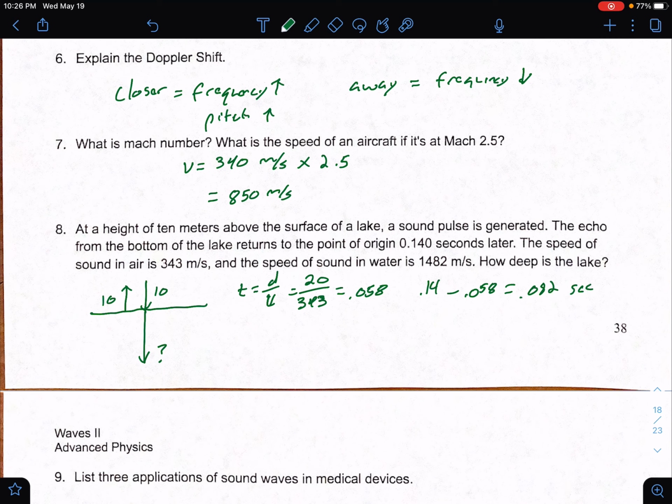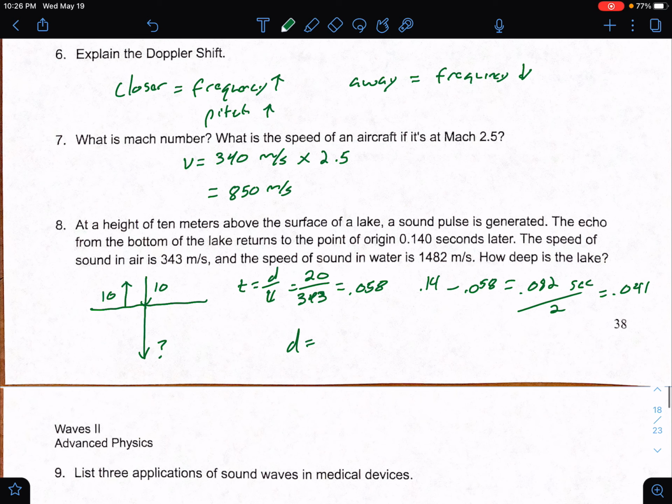Okay. So if I want to figure out how long it takes to get to the bottom, I'm going to halve that, because that's the time it takes to go down and back. So the time underwater is 0.041 seconds to go from the surface to the bottom. Okay, so to define the distance at the bottom of the lake, distance equals velocity times time. So my velocity in water is 1,482 meters per second, and your time is 0.041 seconds. This comes out to 60.76 meters. Okay, so that was probably more of the complicated ones. I don't think that's necessarily going to be on there, but it could be. But that is everything you need for that.